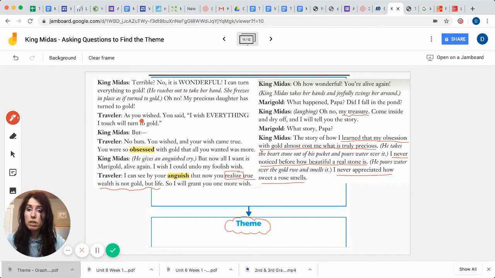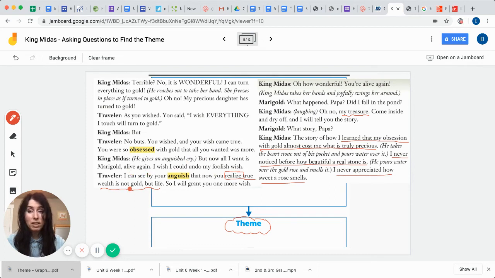And the traveler says, "As you wished, you said, I wish everything I touch will turn to gold." But King Midas says, "Well, but," the traveler says, "No buts. You wished, and your wish came true. You were so obsessed with gold that all you wanted was more." Then King Midas says, as he gives an anguished cry, "But now all I want is Marigold alive again. I wish I could undo my foolish wish."